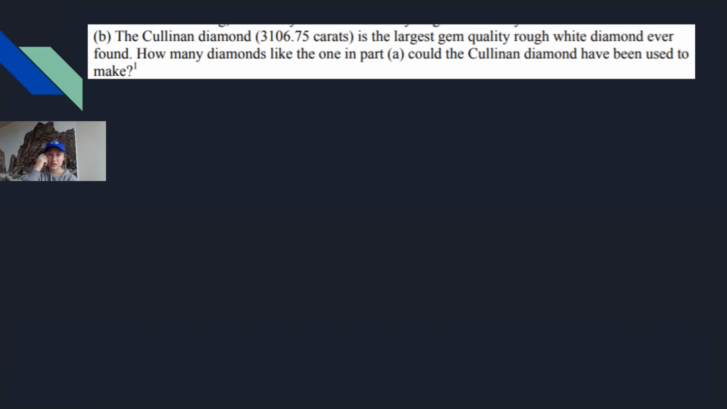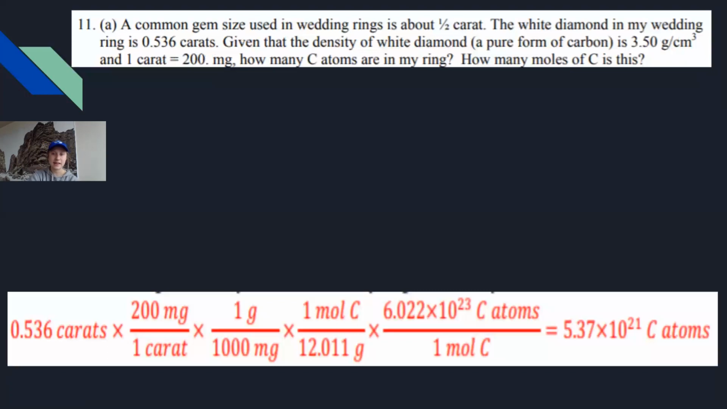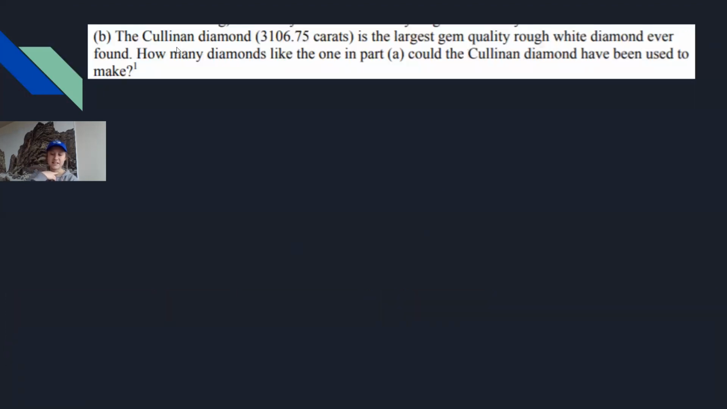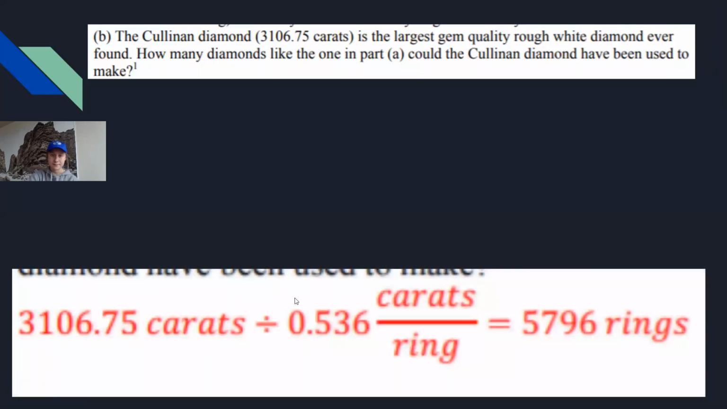So all you need to do for this one is get the carats here, which is the 0.536, and divide 3,106.75 by the 0.536, and that's how many rings you could make. Yeah. Yep. Okay.